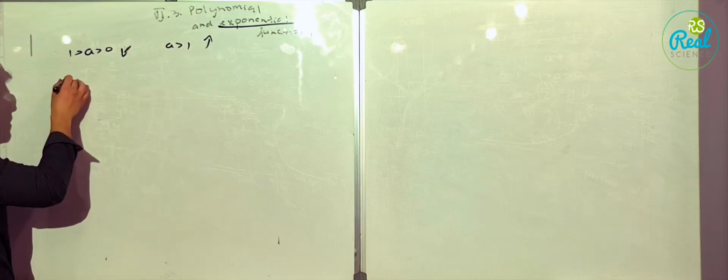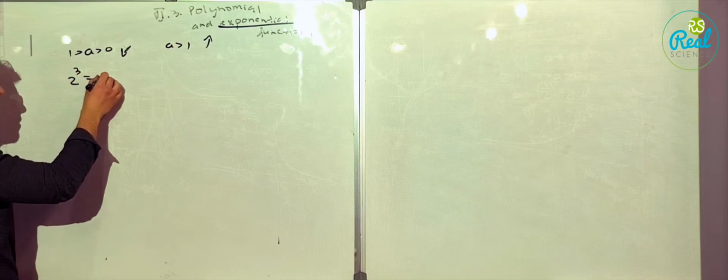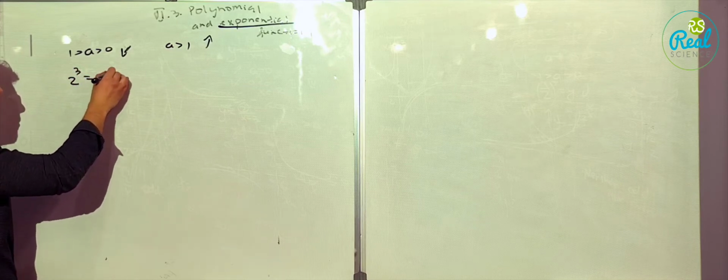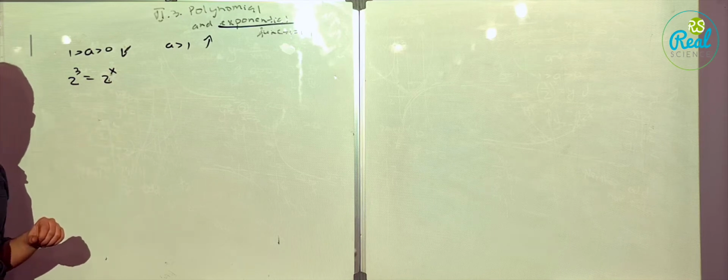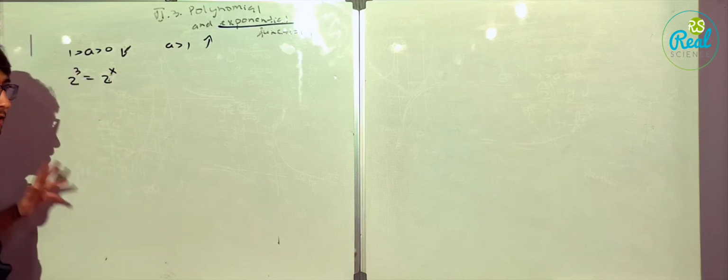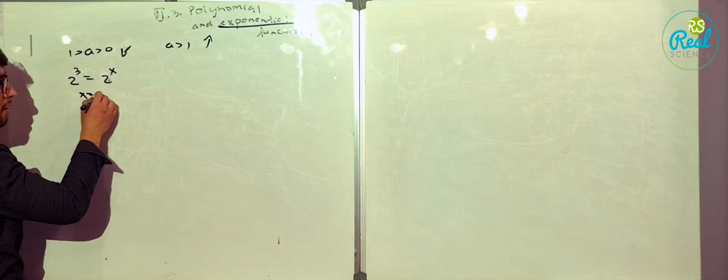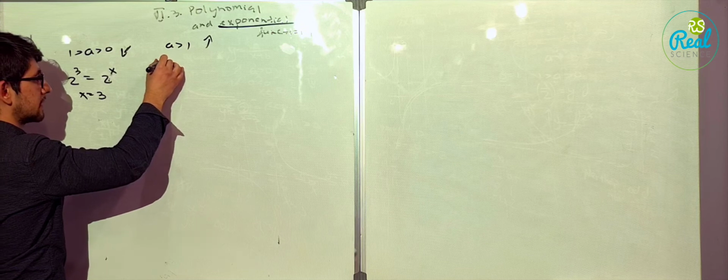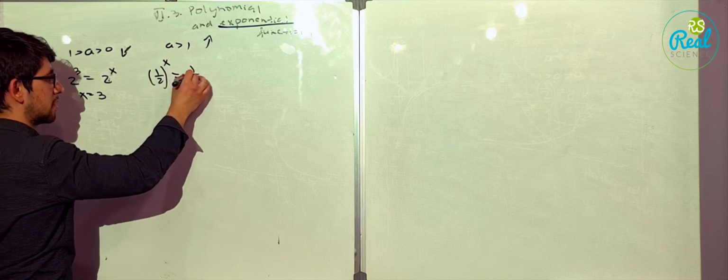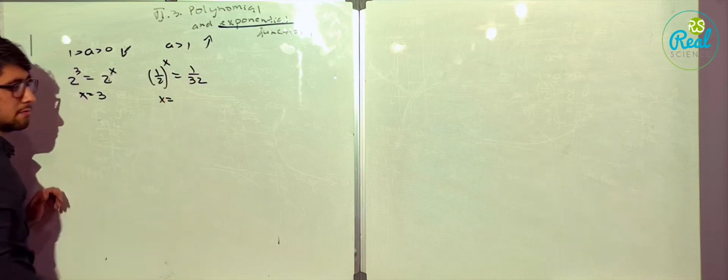So, if you are facing 2 on the power of 3 equals 2 on the power of x, what does your x equal to? It is 3, right? X equals 3. What if you have 1 over 2 on the power of x equals 1 over 32, what does your x equal to?